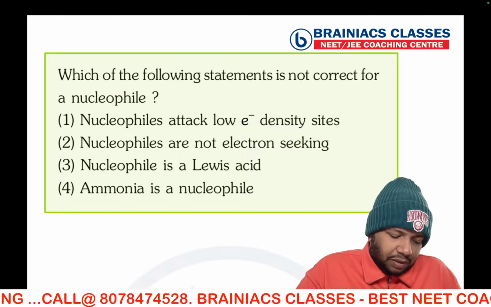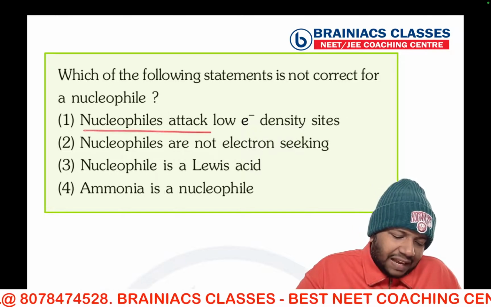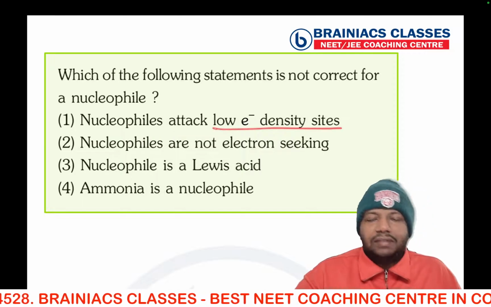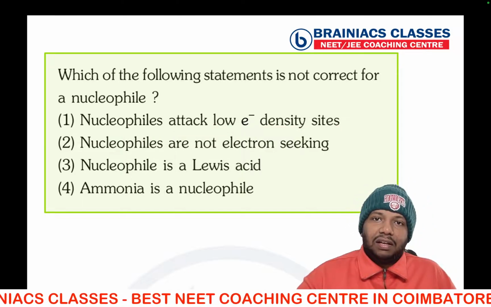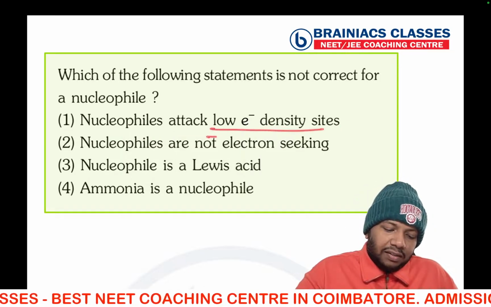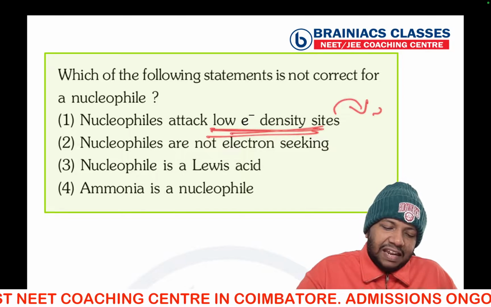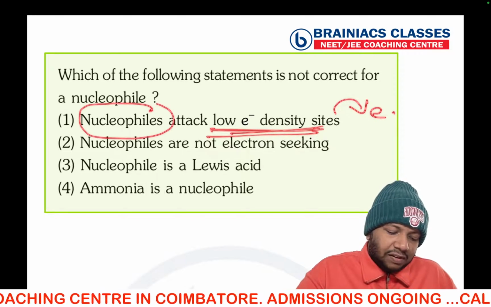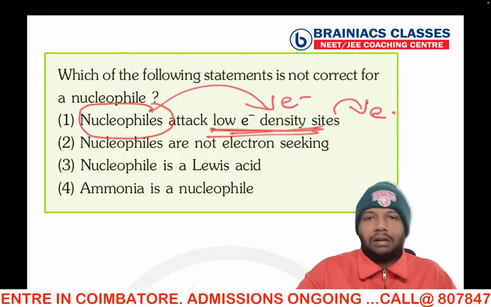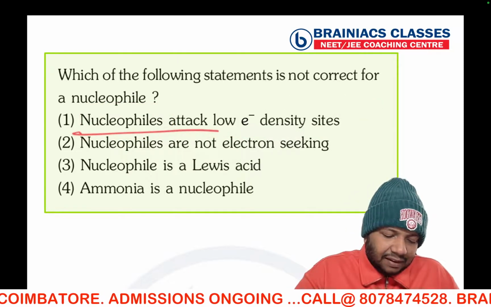So first statement, let us understand. Nucleophiles attack low electron density sites. It's very clear. Correct, right? Why? Because low electron density sites means they are electron deficient areas. So a nucleophile is a species which is ready to donate electrons to this particular area. So I can easily say this is a correct statement.